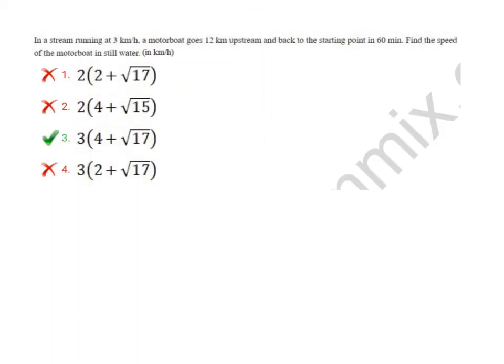In a stream running 3 km per hour, a motorboat goes 12 kilometers upstream and back to the starting point in 60 minutes. That means in 1 hour. So I am taking first 12 kilometers upstream and downstream. So it is 12 kilometers. Upstream you take it as x minus 3, downstream you take it as x plus 3. So you need to find out x, exactly 1 hour.